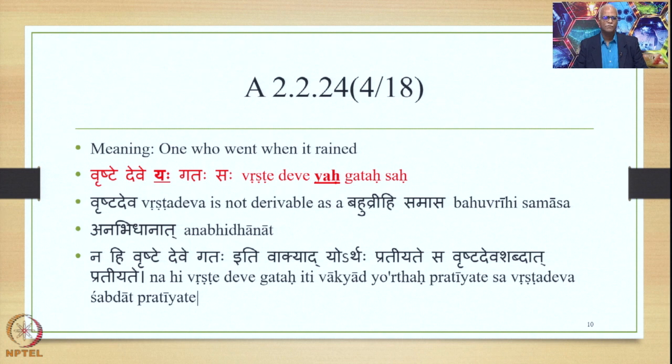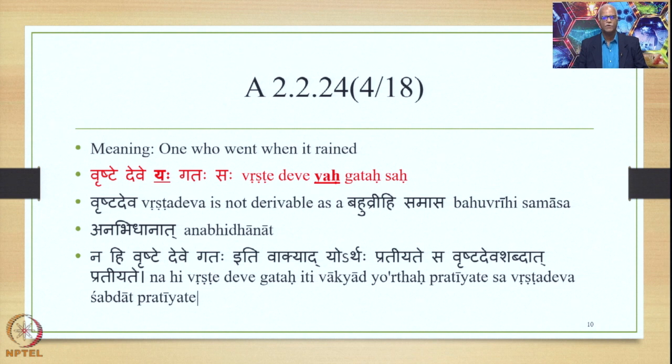So we have vṛṣṭe deve yaḥ gataḥ saḥ. This is the laukika vigraha, and we are supposed to derive the final compound output vṛṣṭa deva, but this is not derivable as a bahuvrīhi samāsa. This is what the traditional commentators have noted down.